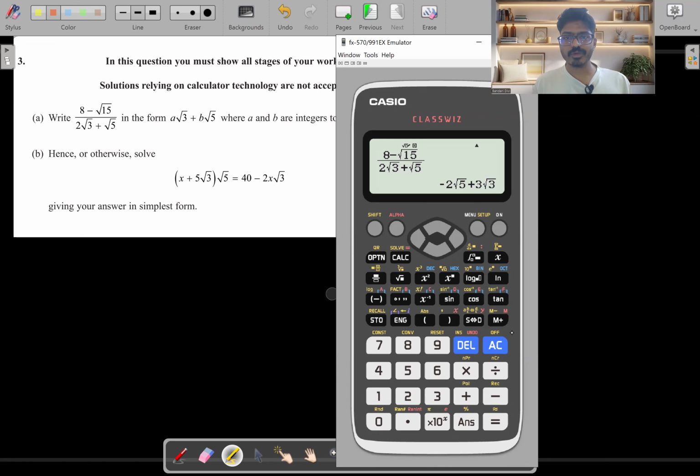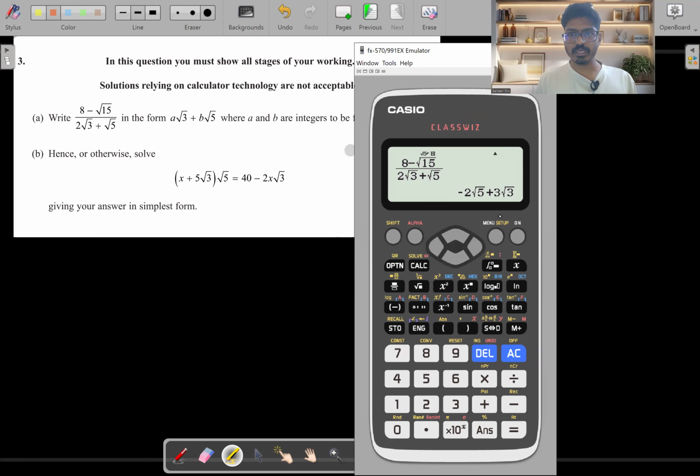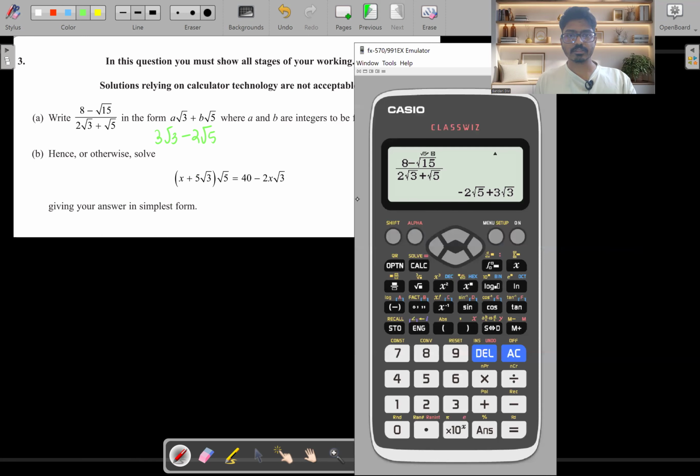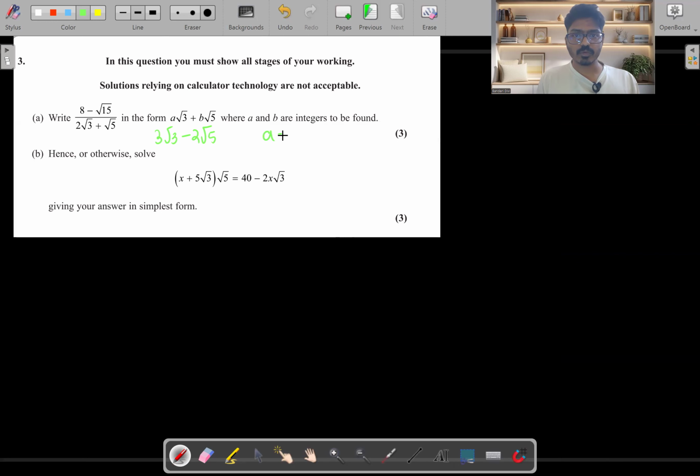Okay, so if you type it down, you'll get our value, clearly, minus 2 root 5 and 3 root 3. So that's what we obtained as our answer in the calculator. You can see root 3 is with a and then minus 2 root 5. So we got our a value is 3, and b value is negative 2. Okay, so we need to obtain this.